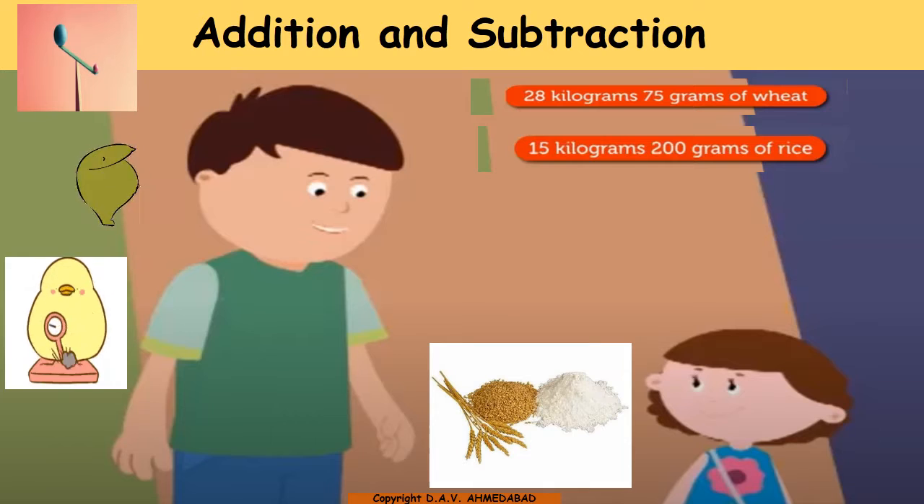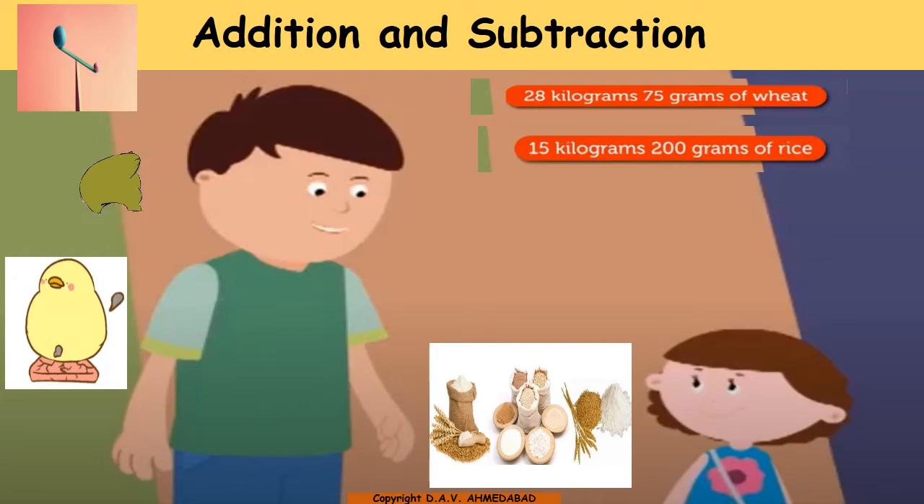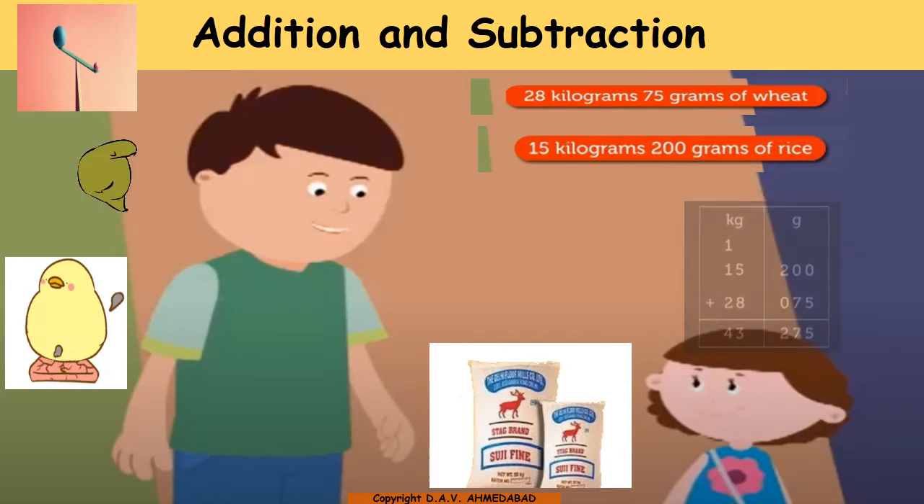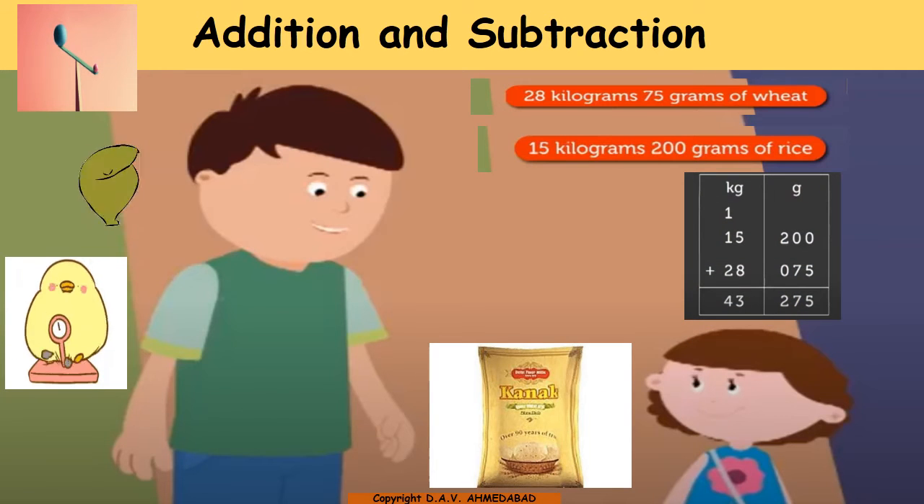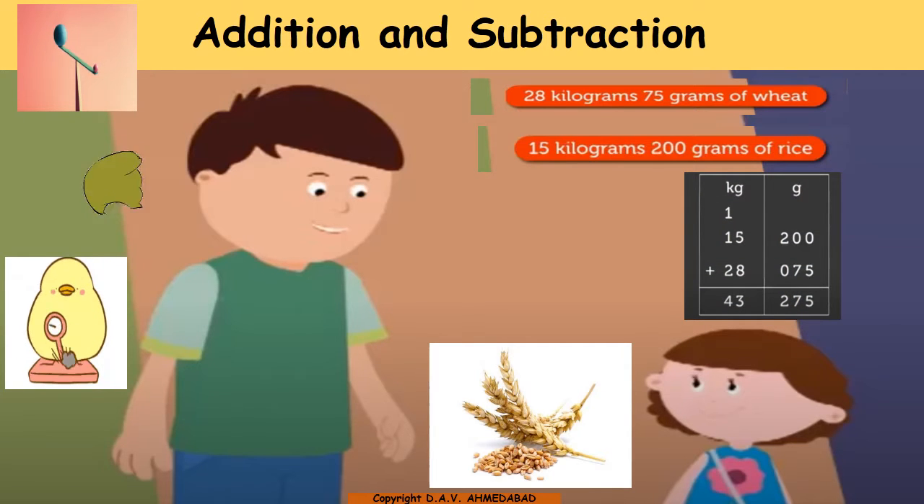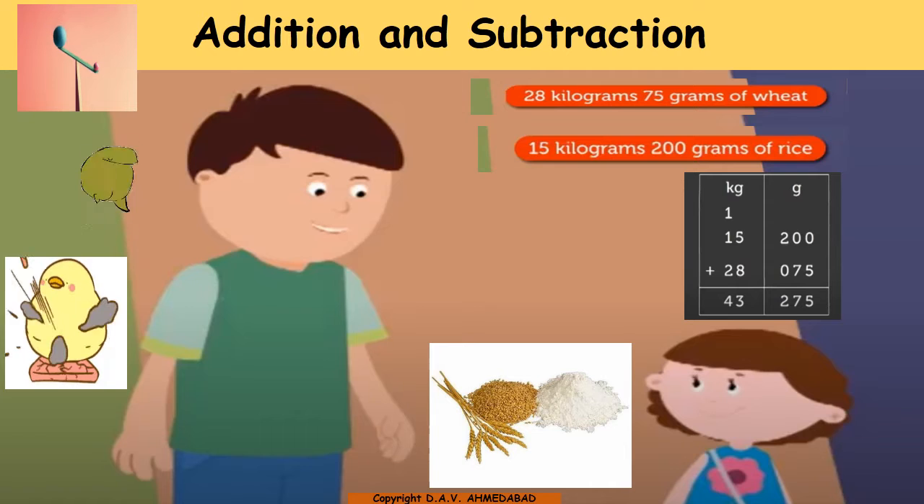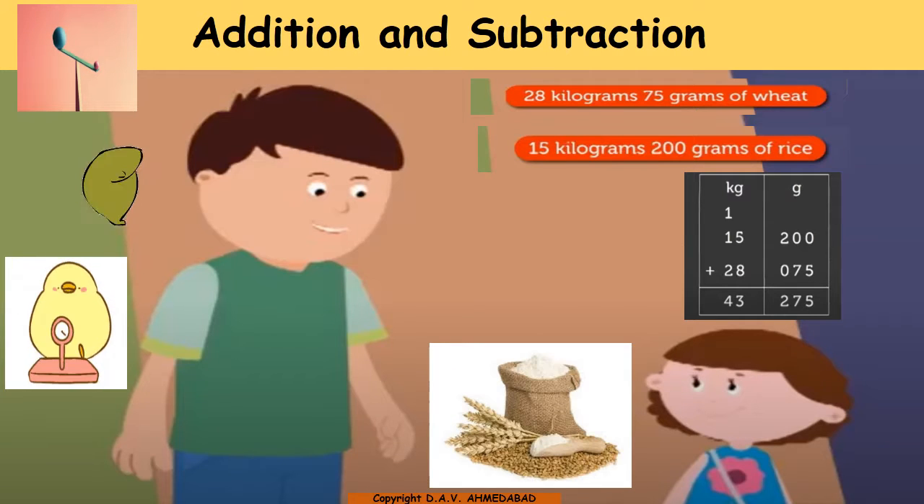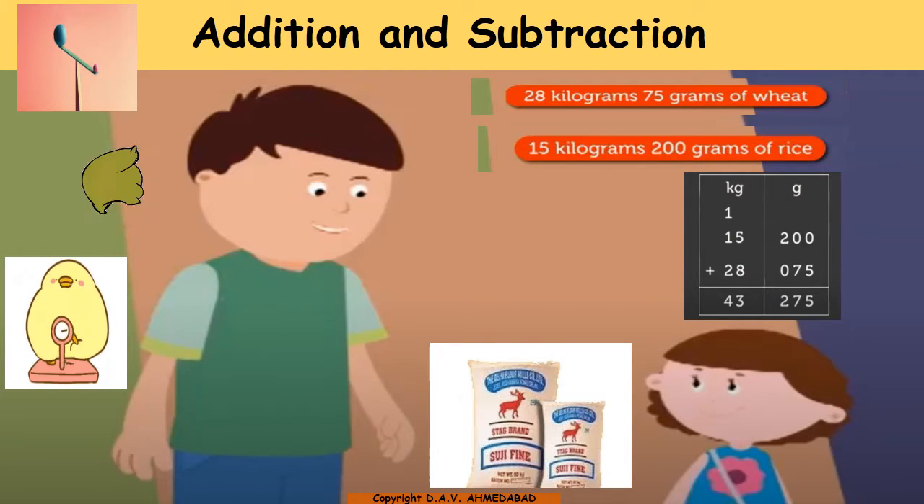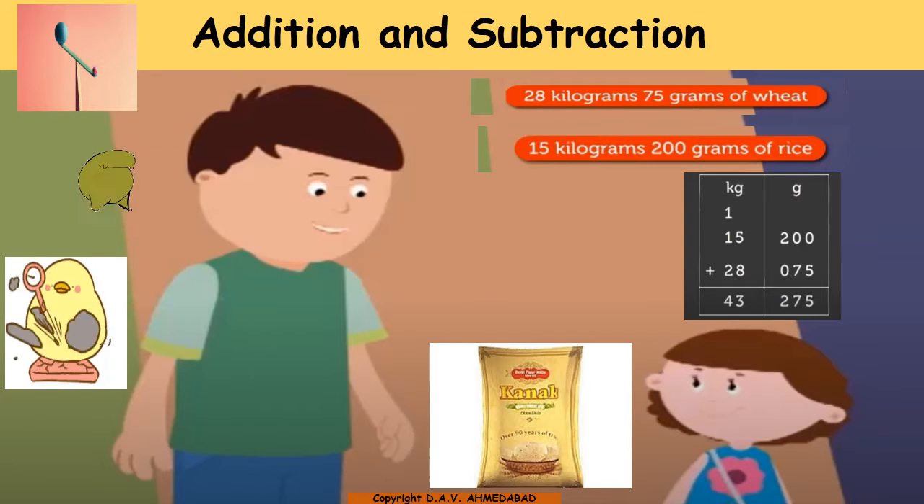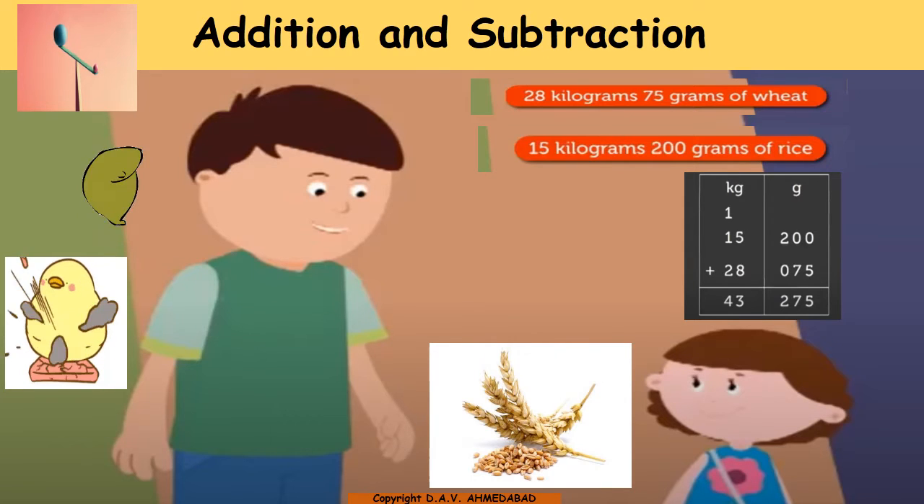So children, as we have to find out the total weight of grains, we need to do addition of numbers. For this, we shall make two columns, one of kg and the other of gram, and we shall arrange all the numbers according to the units given. So here, 15 kg 200 grams plus 28 kg 75 grams.